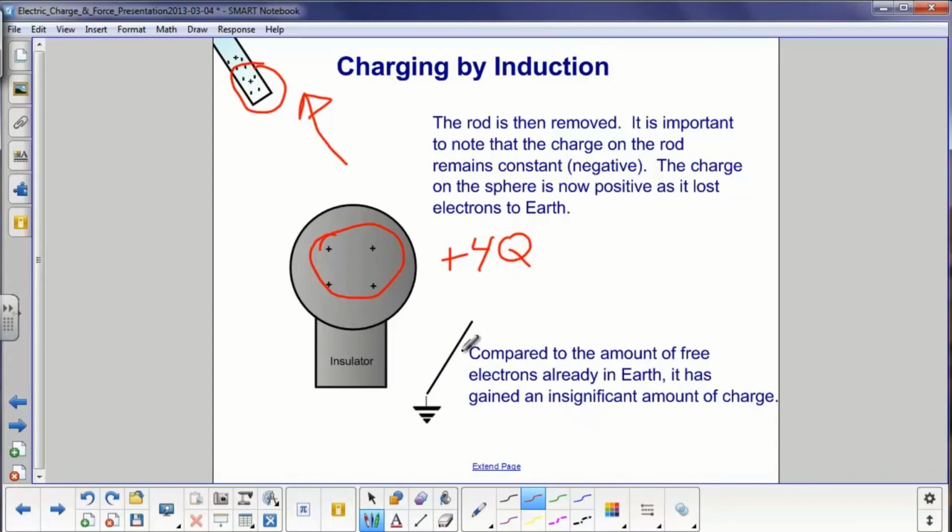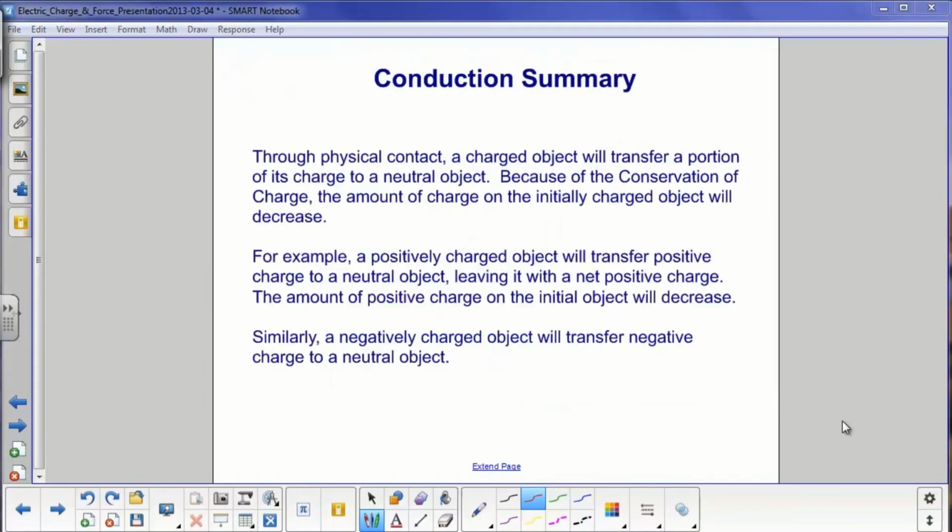Please remember the order. The ground wire has to be disconnected first. Had we pulled the rod away first, the electrons that were pushed down into the Earth would have just rushed back up through the ground wire into the sphere, keeping it neutral.